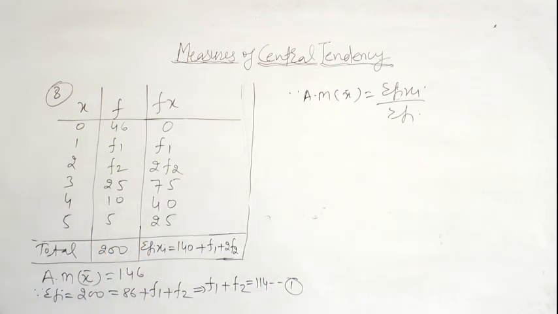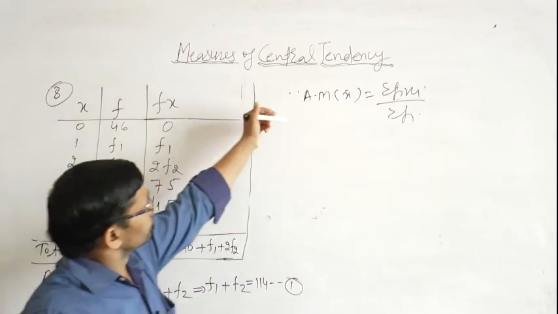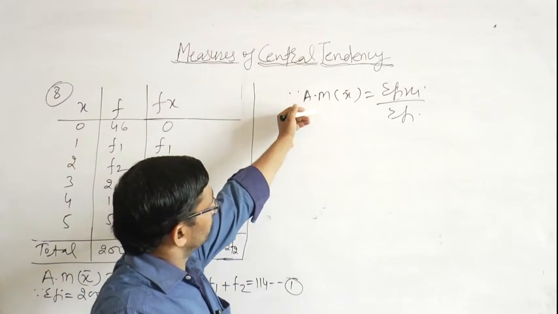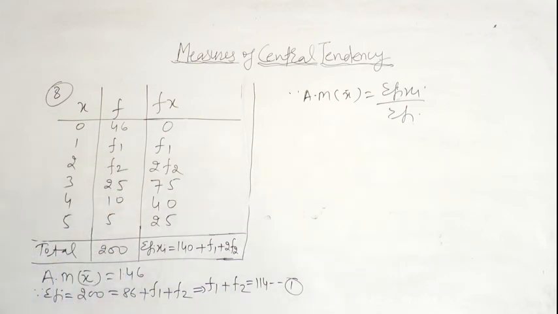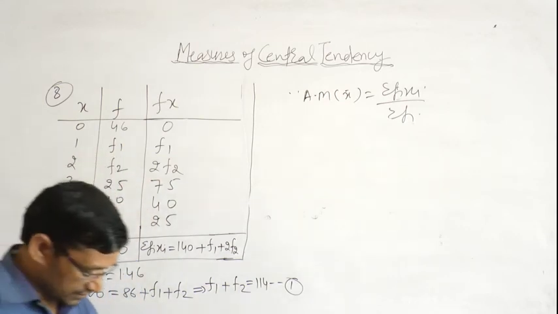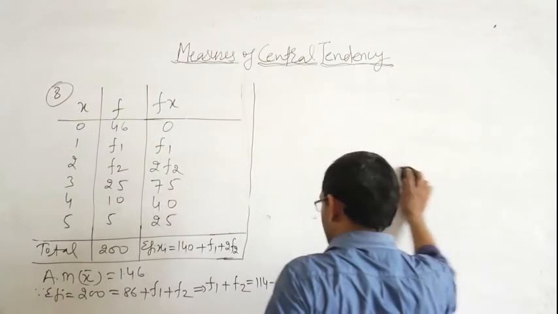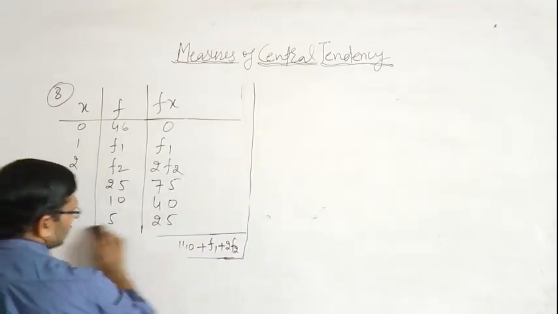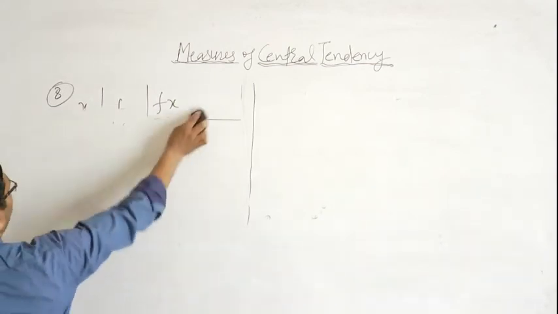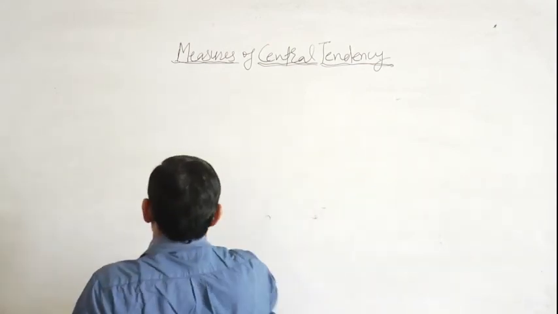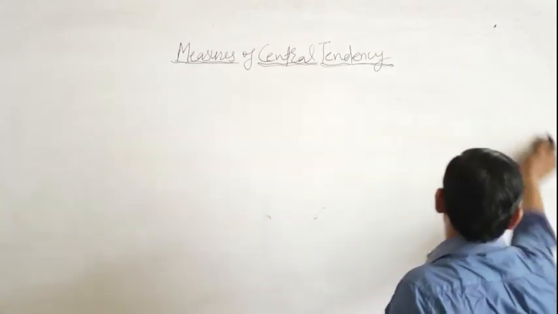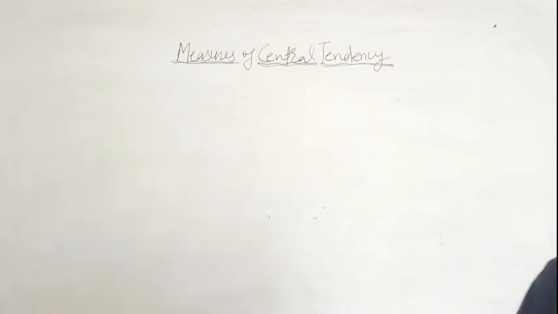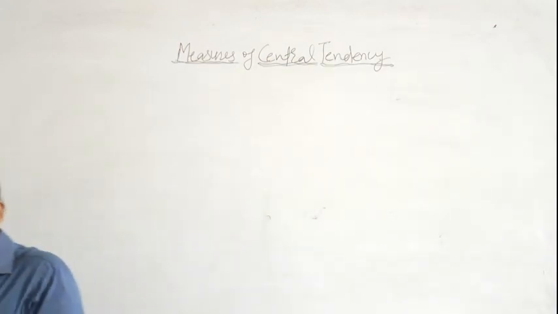This is equation first. And by using the formula of arithmetic mean, which is sigma fi xi upon sigma fi, we make the second equation, and with the help of equations first and second we get the values of frequencies f1 and f2. So this is question number 8. This is the last question of this exercise.